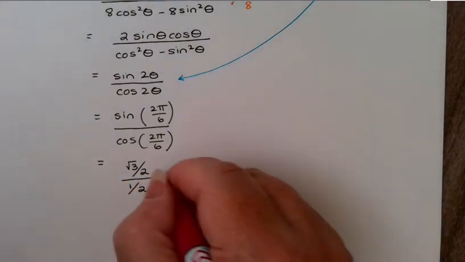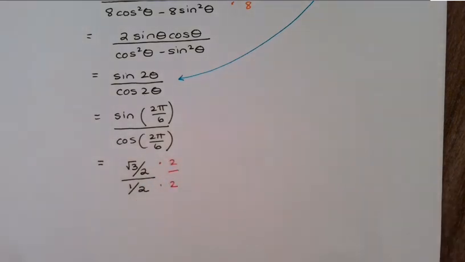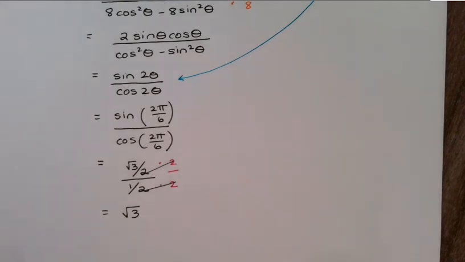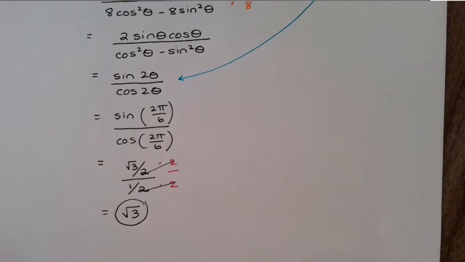If I either invert and multiply or multiply top and bottom by 2, right, form a 1, I cancel out those 2's. And I just get the square root of 3 over 1, or the square root of 3. So that's the slope of the tangent line at the point we're talking about. Right?